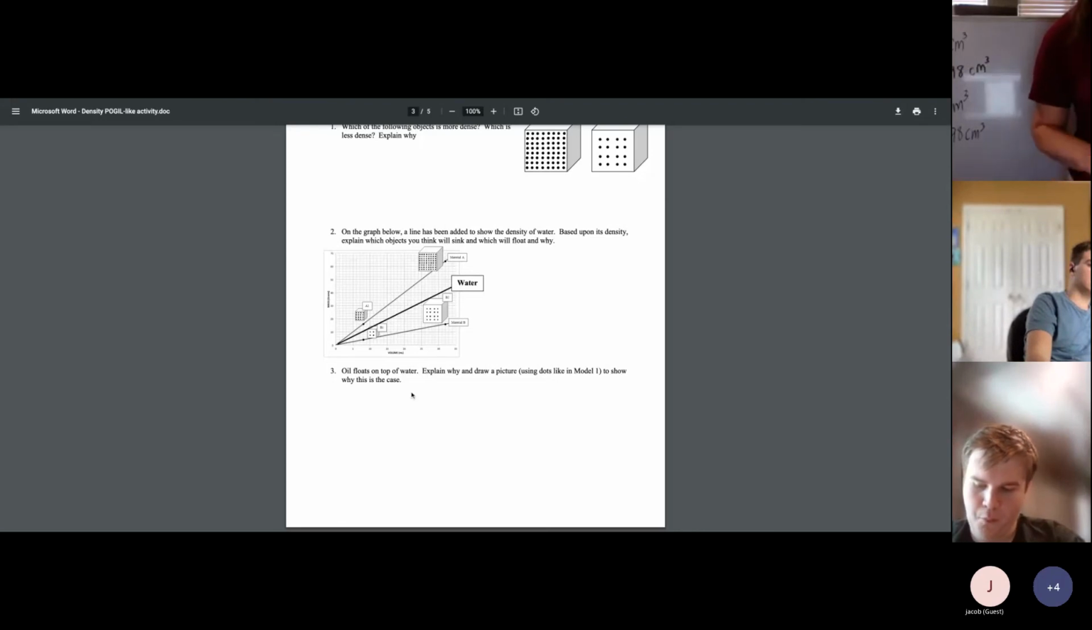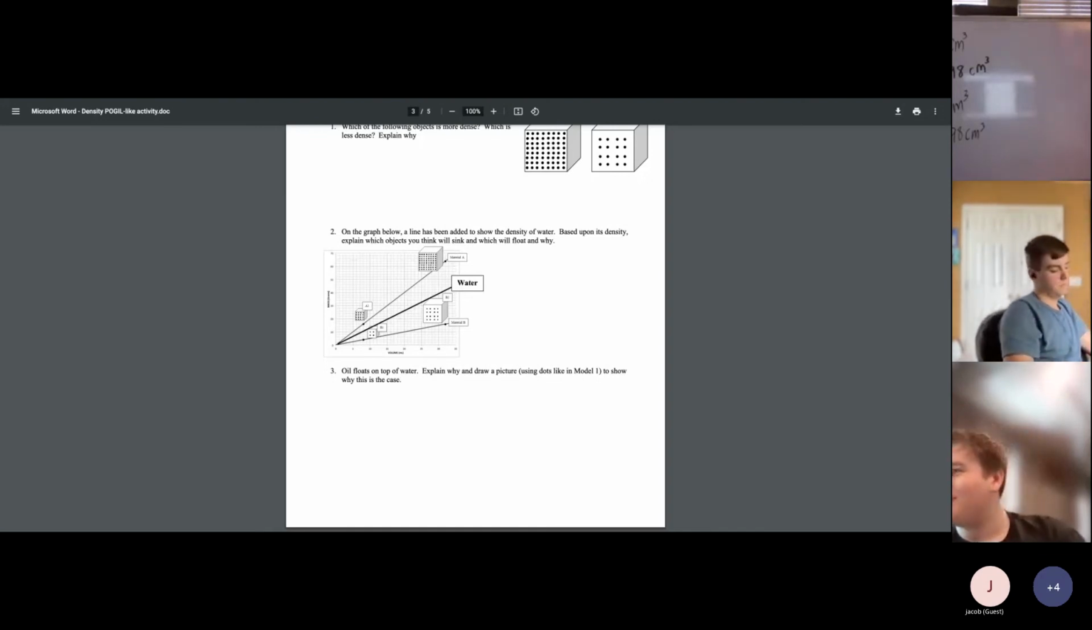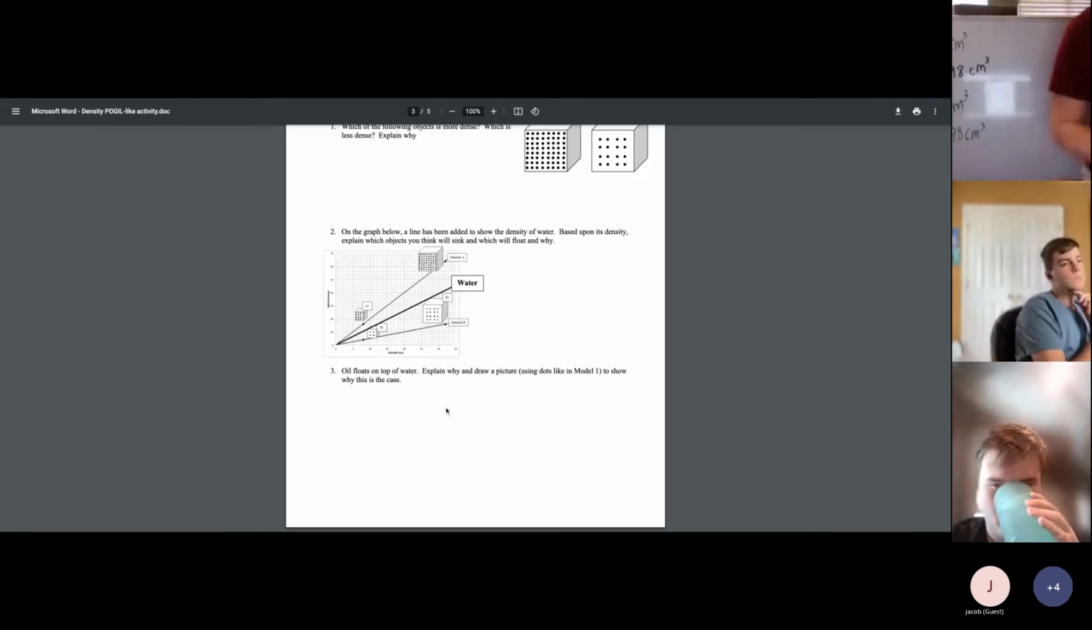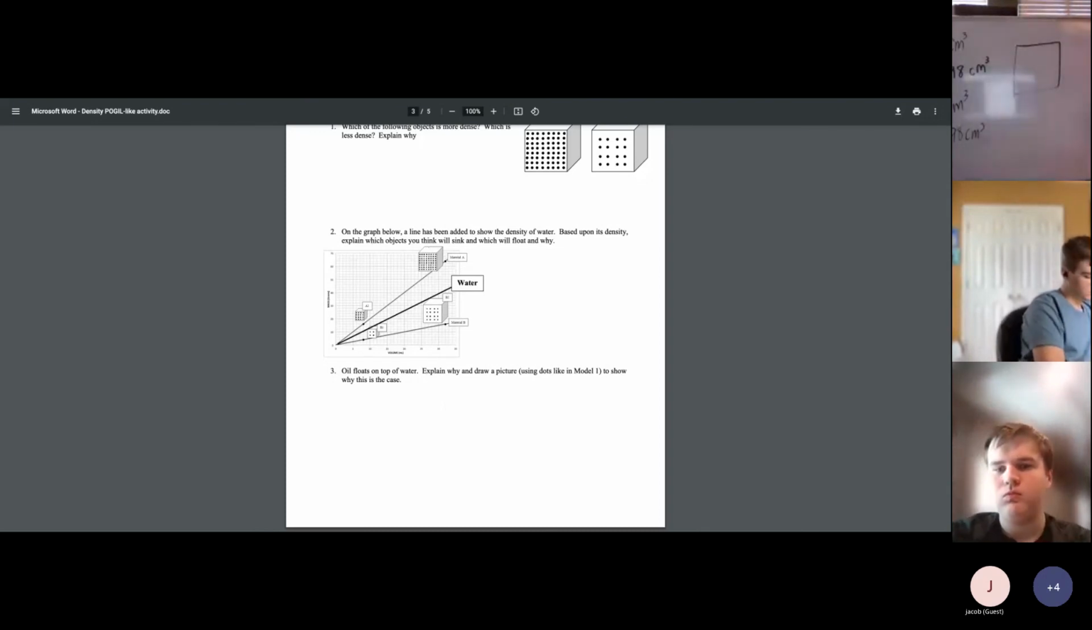Oil floats on top of water. We want to try to draw a picture using our dots like our model to show what our oil is going to look like. Is it going to be more like object B or is it going to be more like object A? So I know you guys got some scratch paper around, so draw a little box to represent some oil and try to space out some dots in there or condense some dots in there based on what you think.